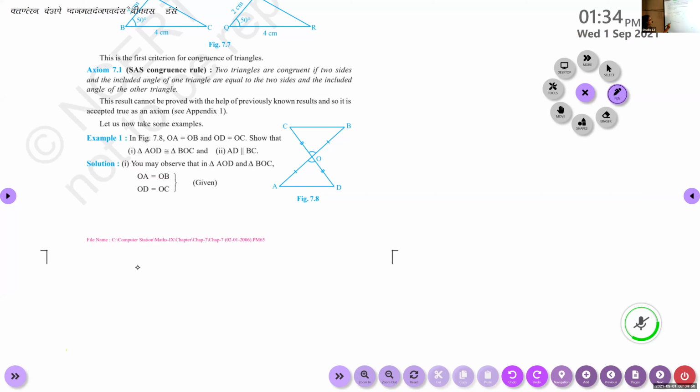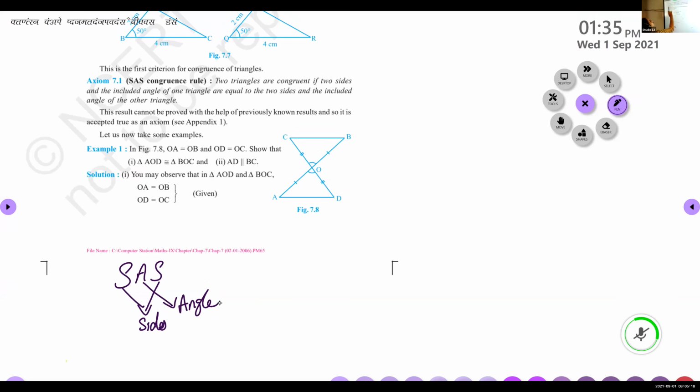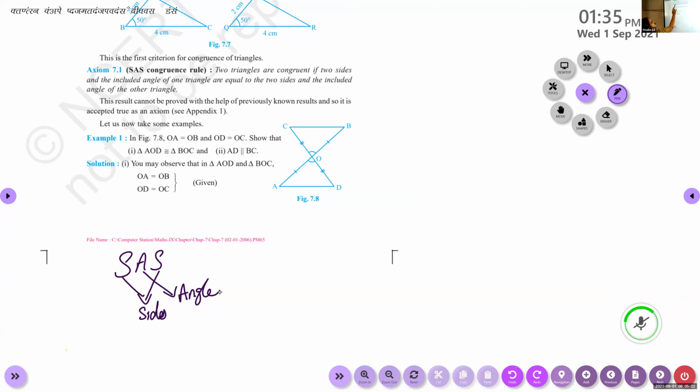SAS congruence rule. Very important rule. SAS. S means side, S and S are sides, and A for angle. SAS congruence rule states, if in two triangles, two sides and the included angle of one triangle are equal to the two sides and the included angle of the other triangle, then the triangles are congruent.